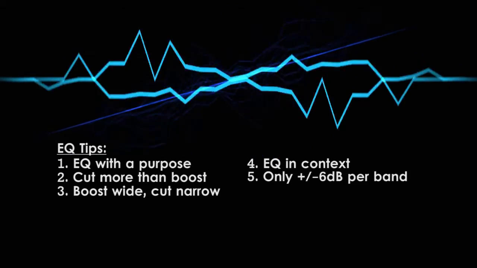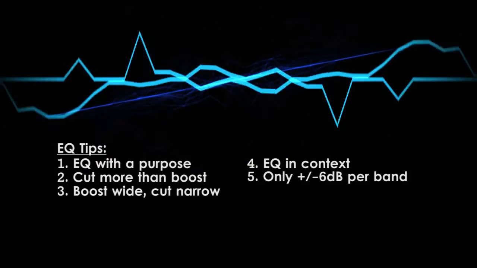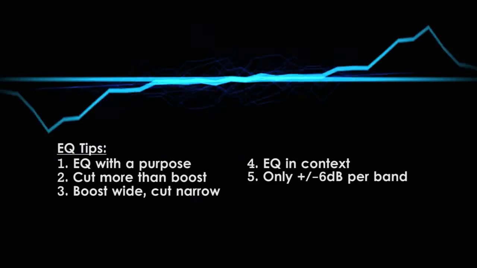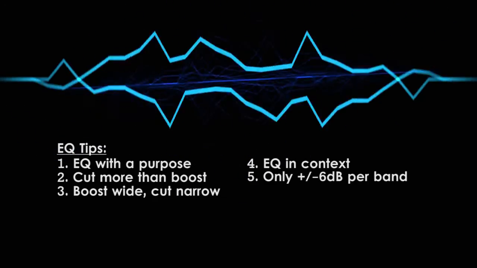Fifth, as stated with the #1 rule of mixing, go easy on your effects. With EQ, this means not boosting or cutting by more than 6 dB per band, except with the high-pass filter. This also helps keep your vocals sounding natural.